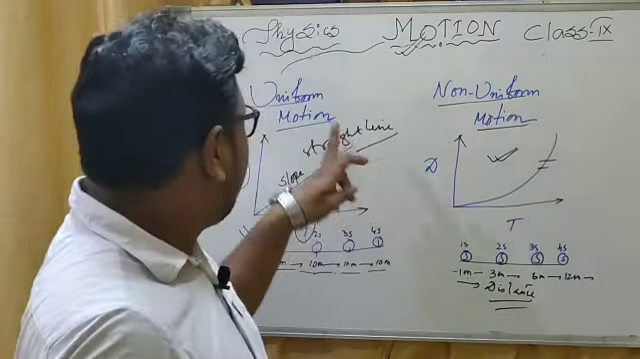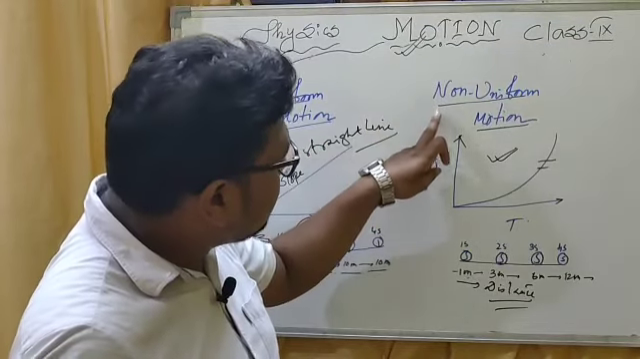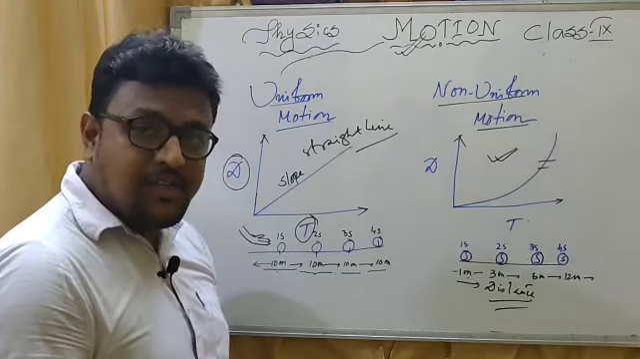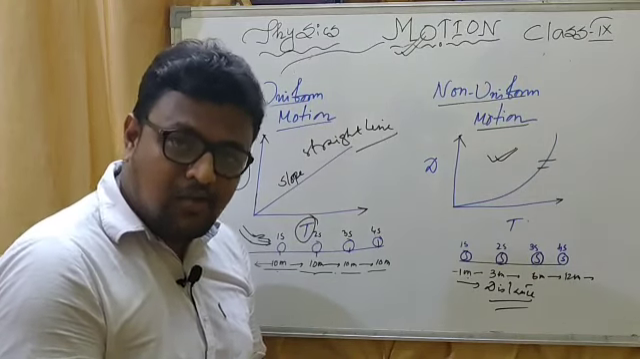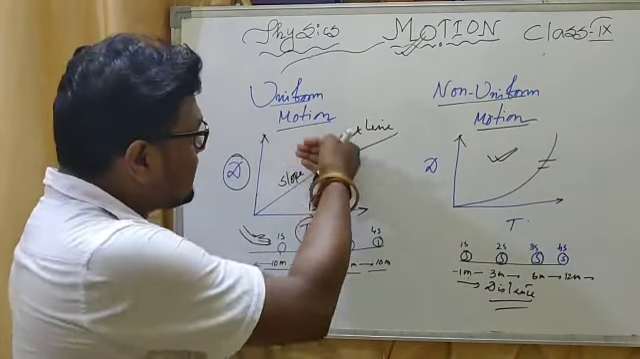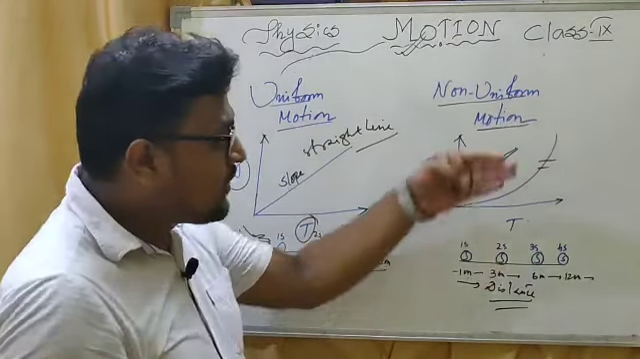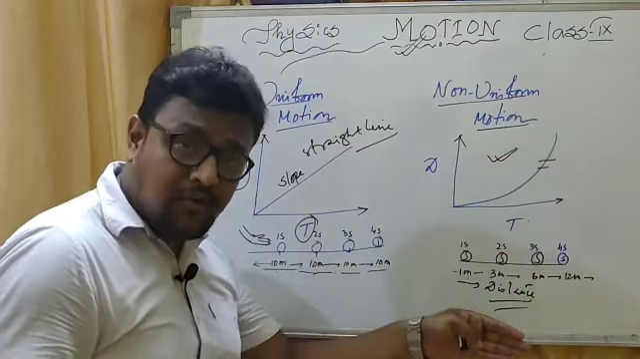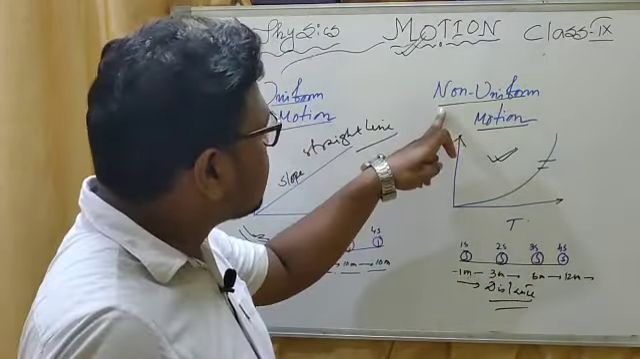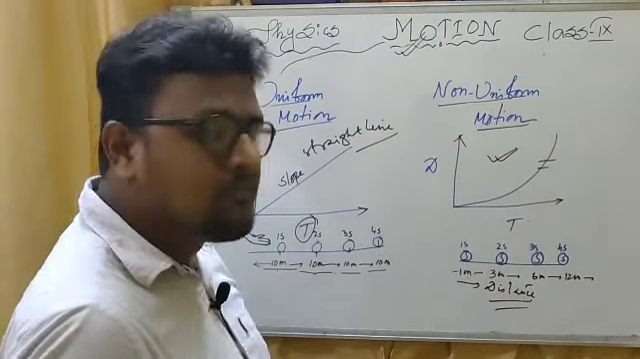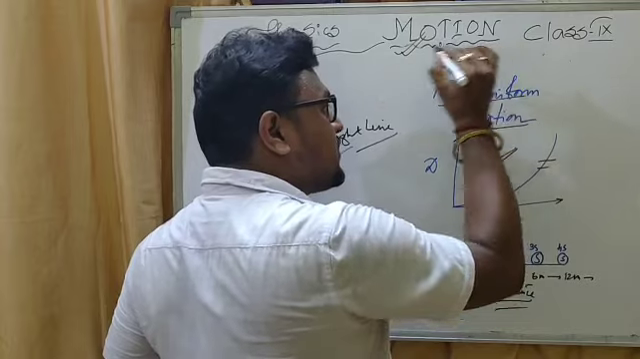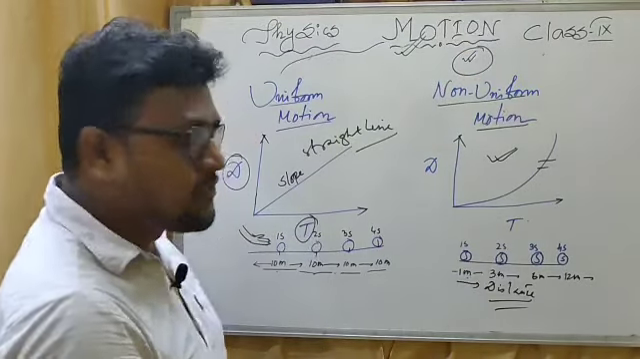After that we learned uniform motion and non-uniform motion. Uniform motion means an object changes its position with respect to time by equal distances in equal intervals of time. When an object changes its position with respect to time by unequal distances in equal intervals of time, that is non-uniform motion. So today, the first session of class 9, the chapter on Motion, is up to this much.